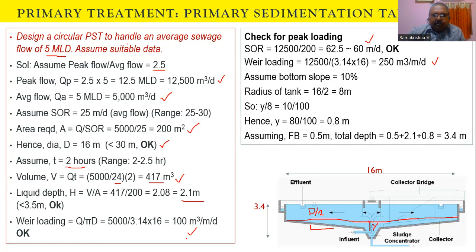And hence the total depth will be equal to the freeboard plus water depth plus bottom slope. If you assume a freeboard of 0.5, total depth will be equal to 3.4 meters. So this is the total depth of the tank.